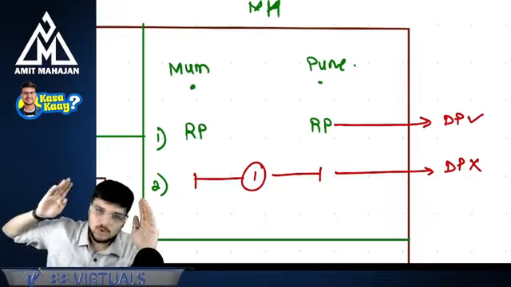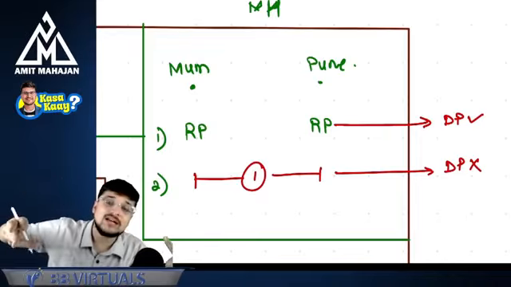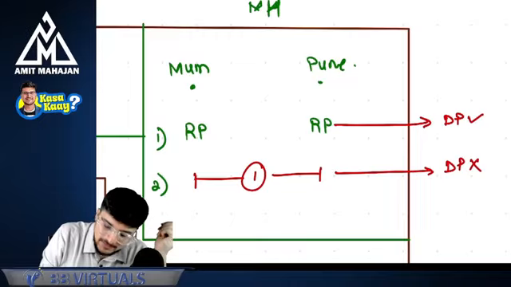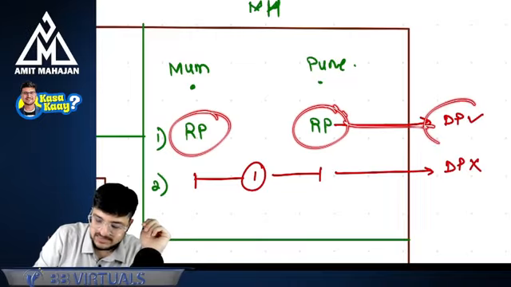Again, I'm saying, if it is intrastate, and both offices are in Maharashtra, you have an option of taking only one registration. But if you are taking two registrations for two different entities and both are registered, then please try to understand, both will be considered as distinct persons.